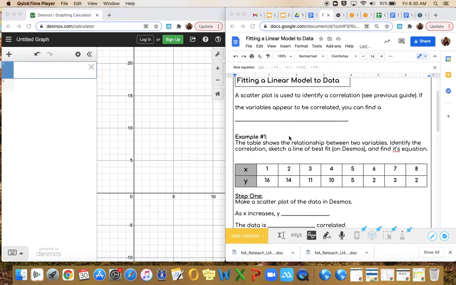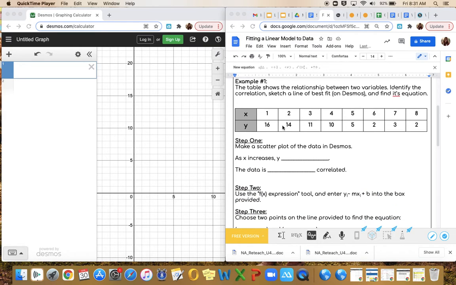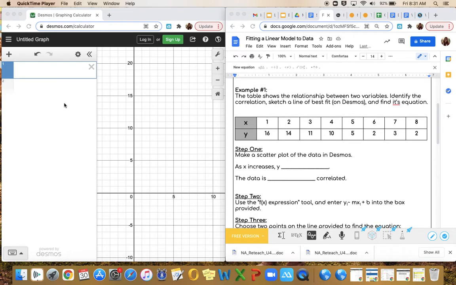So a scatter plot can be used to identify the correlation. We've already discussed that. But if the variables seem to be correlated, you can actually find something called a line of best fit. A line of best fit, okay? So let's do an example, and I'm going to show you today how to do this in Desmos so that there's not as much guesswork and it'll give you the exact variables that you need.